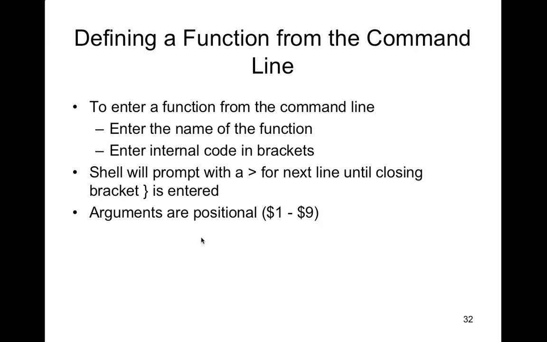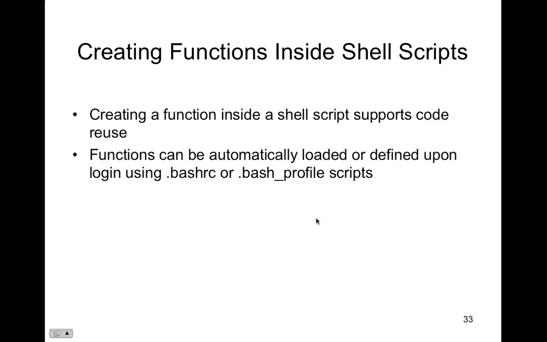So, defining a function from the command line. If you were to do it manually, you would enter the name of the function, then enter the internal block in brackets. The shell will show a prompt symbol for the next line until the closing bracket is entered. Arguments are positional, 1 through 9, or however many arguments you have.